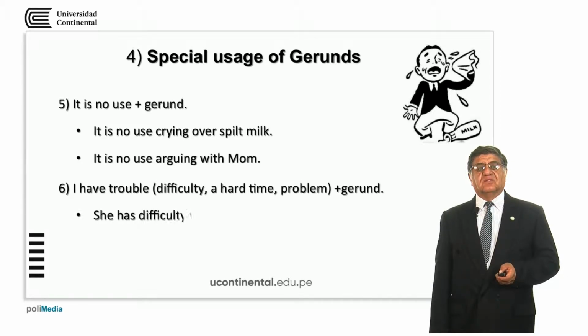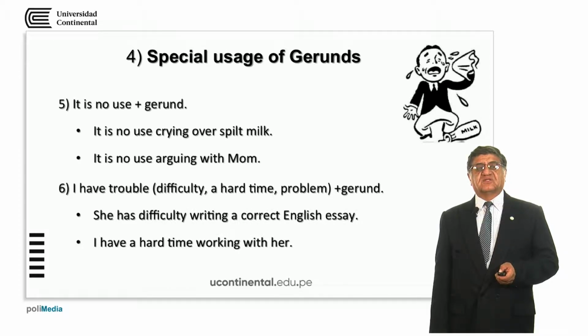I have trouble plus gerund is also a very particular usage of this form of the verbs. She has difficulty writing a correct English essay. Sorry, I have a hard time working with her. Okay?